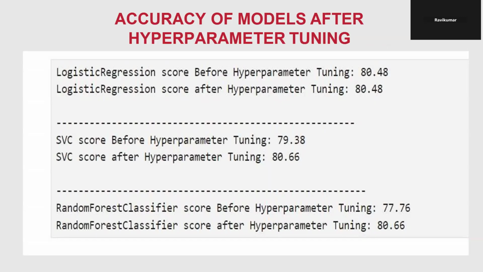Accuracy of models after hyperparameter tuning. Logistic regression score before hyperparameter tuning is 80.48. Logistic regression score after hyperparameter tuning is 80.48. SVC score before hyperparameter tuning is 79.38. SVC score after hyperparameter tuning is 80.66. Random forest classifier score before hyperparameter tuning is 77.76. Random forest classifier score after hyperparameter tuning is 80.66.